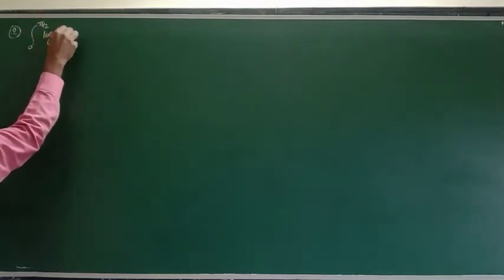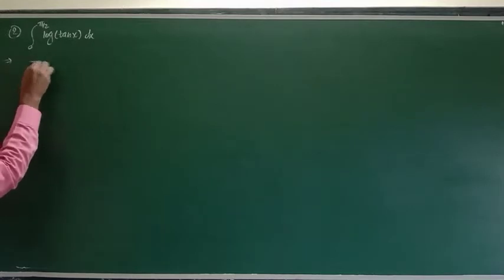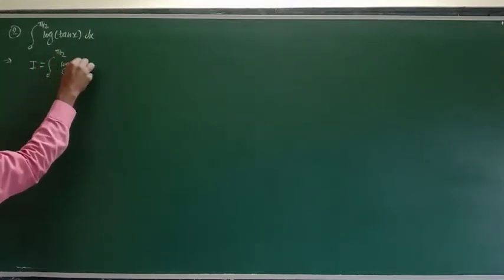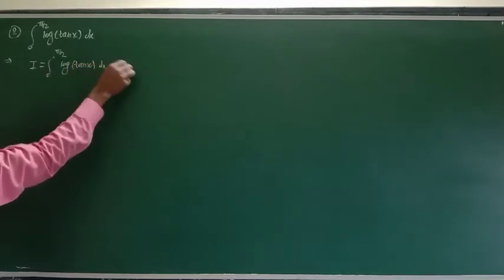Okay, now see the next example. Second example, they have given here the integral from 0 to pi by 2 of log of tan x dx. What is the value of this definite integral? I denote it as I, integral from 0 to pi by 2 of log of tan x dx.